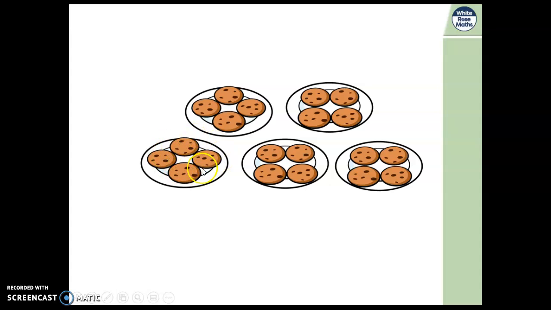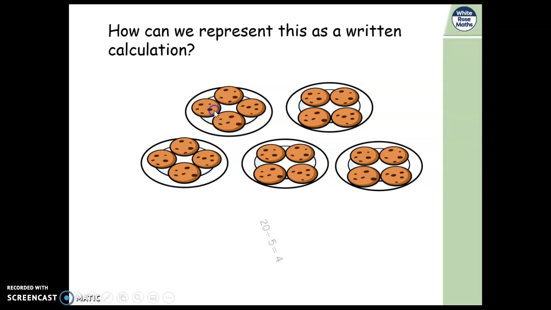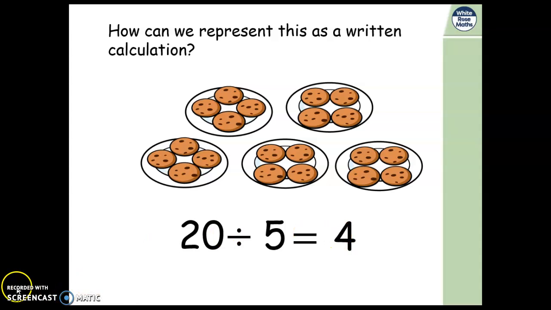On this one, if we counted up all the cookies, we'd have 4, 8, 12, 16, 20. We'd have 20 cookies. That is the total that we are sharing. There are 5 plates, and again, when we've shared them onto 5 plates, our answer is 4.